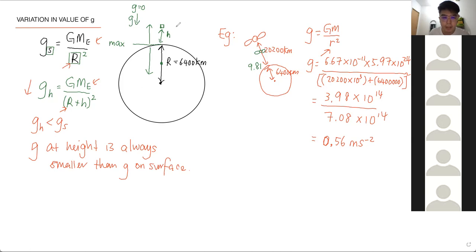At what altitude is the gravitational field strength 1/4 of the g at the surface? How do we find that? We come up with an equation to compare these two. By comparing them, we take g_h divided by g_s. g_h is GM_E over (R+h)² divided by GM_E over R². When you divide these, you get what?